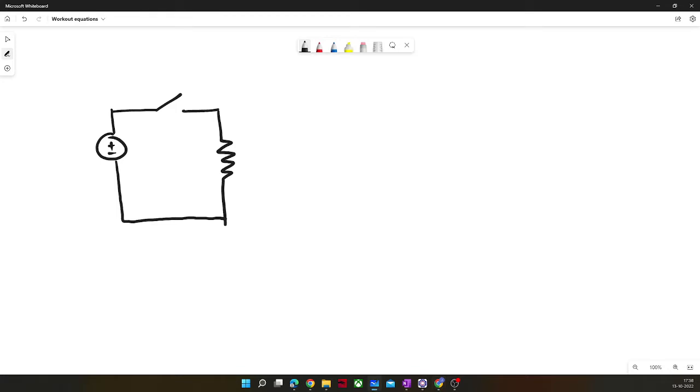So, okay, let me carry on. Suppose this is a kind of circuit. This is a very simple circuit with one resistance and one switch. One voltage source is connected here, right? This switch would be some power electronic switch.